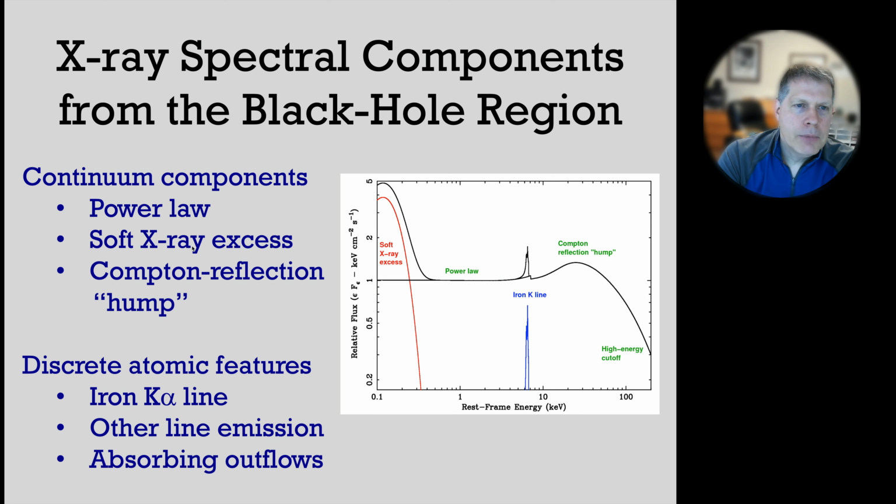And then, in addition to these continuum components, we also see some discrete atomic features. We see an iron K line commonly here. This iron K line often has a physical width to it, which is quite interesting. We'll discuss that soon. You also see other line emissions sometimes, and we also often see absorbing outflows in these systems. I'm not showing the absorption effects on this particular plot. I'm trying to keep this plot as simple as possible.